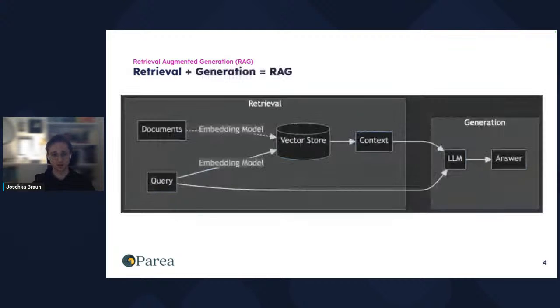And the second part of RAG is the generation step. So now we have the relevant context for our query or question, and then we feed the query together with the context into a prompt, which we use to instruct an LLM to generate a final answer. That's just very high level RAG.